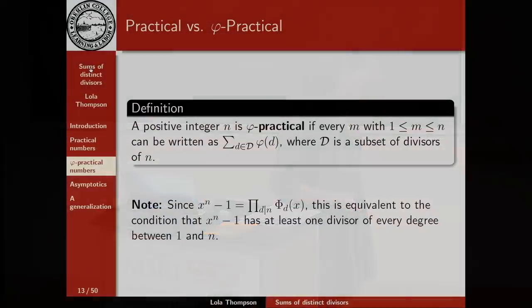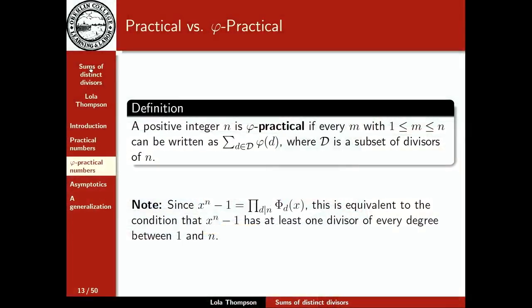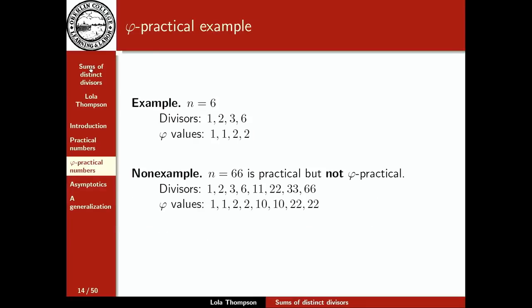So this question about divisors of x^n - 1 is now stated in terms of subsums of phi of d's. And that'll be easier for us to work with rather than thinking about factoring polynomials or multiplying polynomials. So we'll call these numbers phi practical.